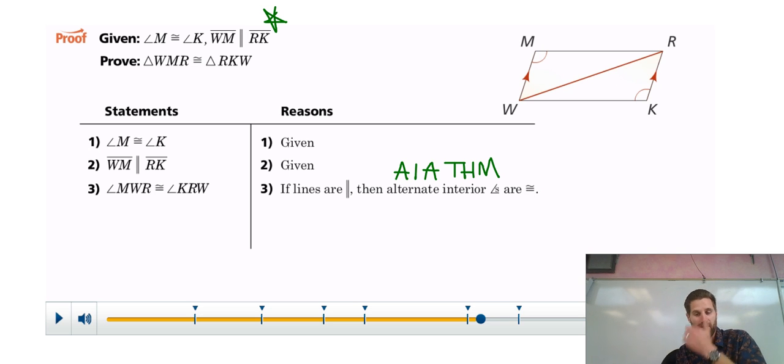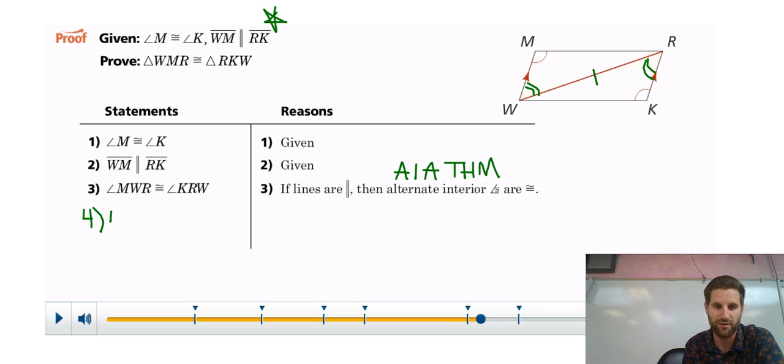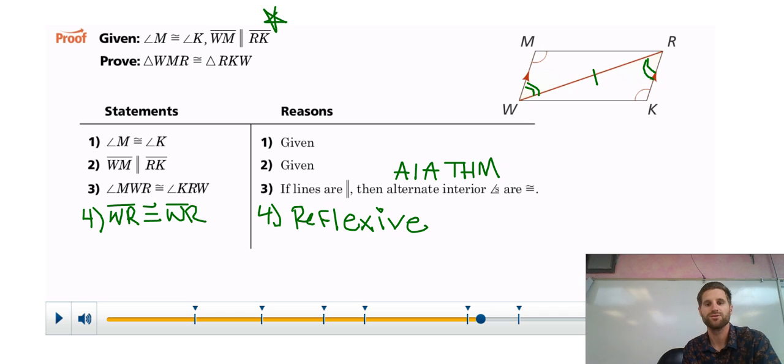Okay. All right, and our last step, we'll just do this one by hand and finish it off. But we have now this angle here is congruent to this angle here. We have angle. If I could prove this side's congruent, I'm good. And we can do that because this is one of our favorite ones. WR is congruent to WR. And we know that by reflexive. Sometimes my pen doesn't write very well, I've noticed. That's not good. Okay, so we got reflexive property.